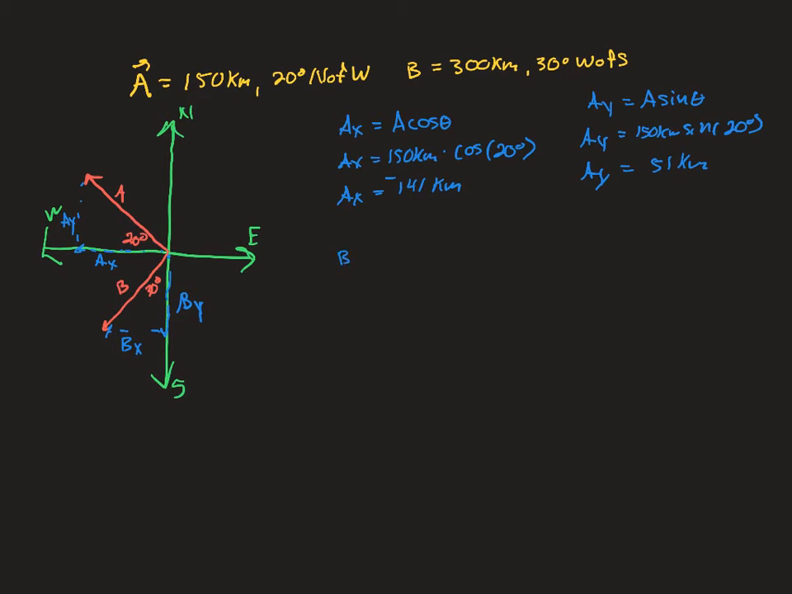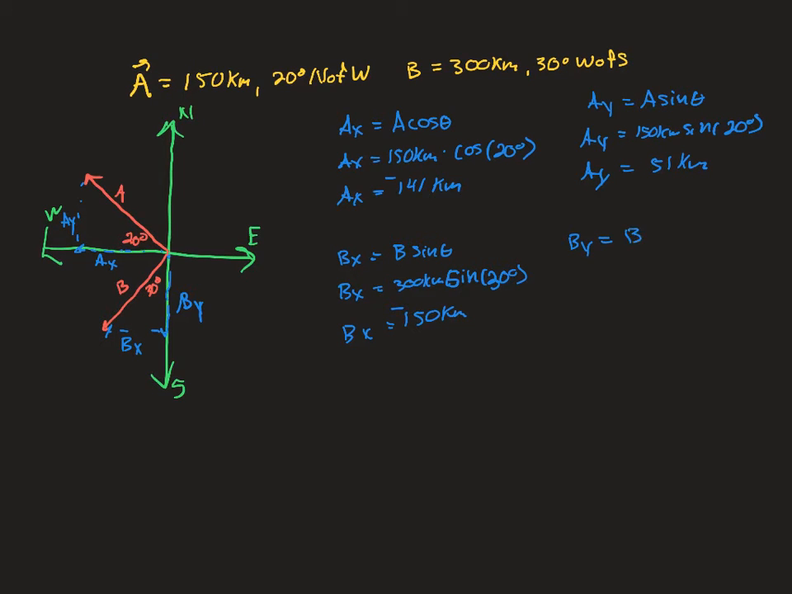Now here's the tricky thing. B of x is going to equal B times the sine of theta, because in this case the 30 degrees is opposite to the x component. So B of x is going to equal 300 kilometers times the sine of 30 degrees. So B of x is going to equal 150 kilometers, and that's in the negative direction, so we need to put a minus sign.